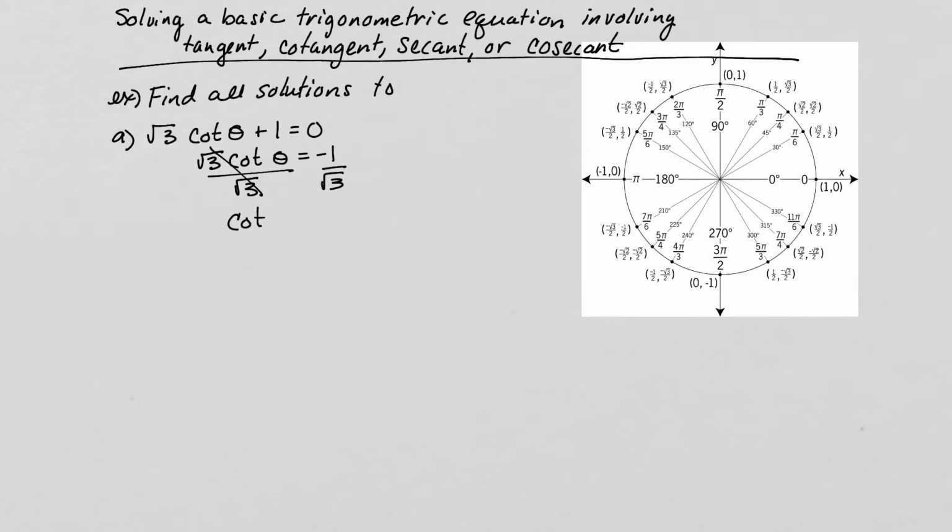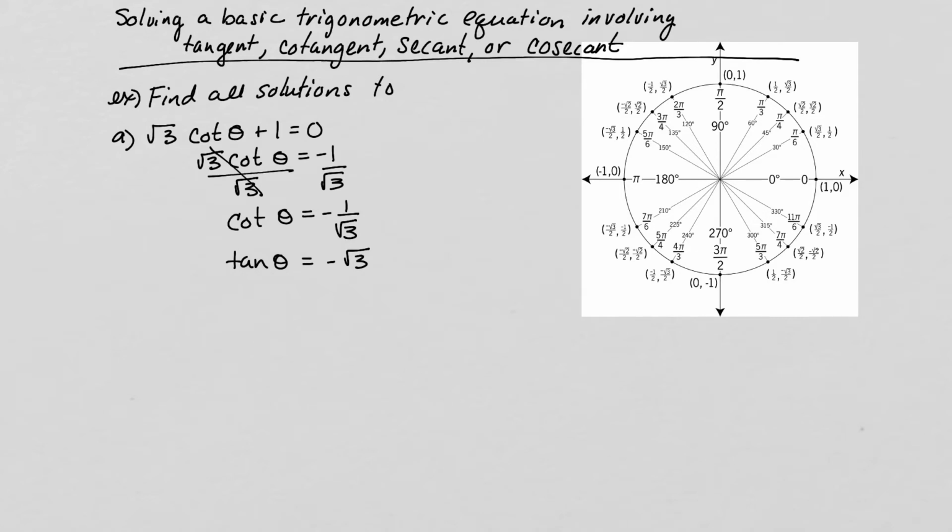So cotangent of theta equals minus 1 over root 3, which means that the tangent of theta would have to be equal to minus root 3, because remember the cotangent is the tangent flipped over. So in this case, now what we need to do is figure out what values have a tangent of minus root 3.